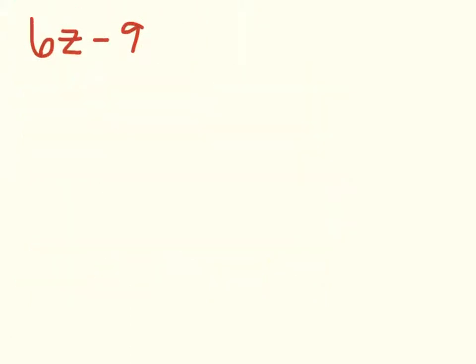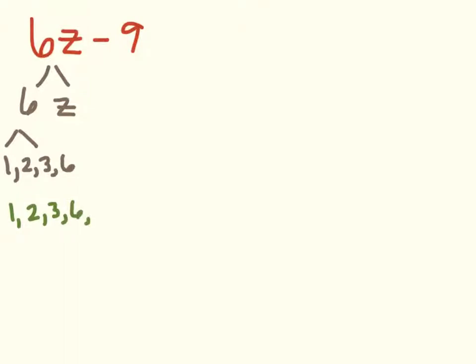Now let's factor 6z minus 9. So our first job is to list the factors of each term in the expression. What times what gives us 6z? Well, 6 times z. Are we done though? Nope, because 6 has its own factors, doesn't it? And its factors are 1, 2, 3, and 6. So our factors for 6z are actually 1, 2, 3, 6, and z. Now let's factor 9. Our factors for 9 are 1, 3, and 9.